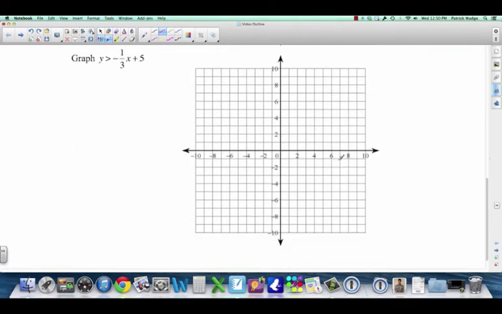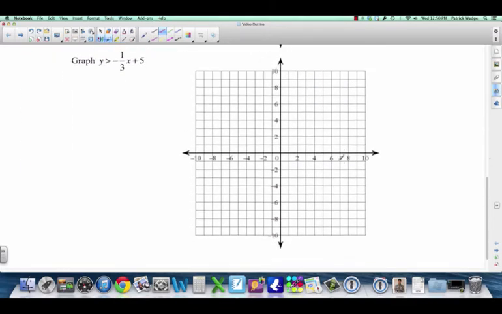Let's do another one way faster. So the first thing we're going to do for this one is we're not going to graph this. We're going to graph this. Whoops, negative 1/3 x plus 5. And we love graphing this. This is in slope-intercept form. Here's our slope. Here is our y-intercept.